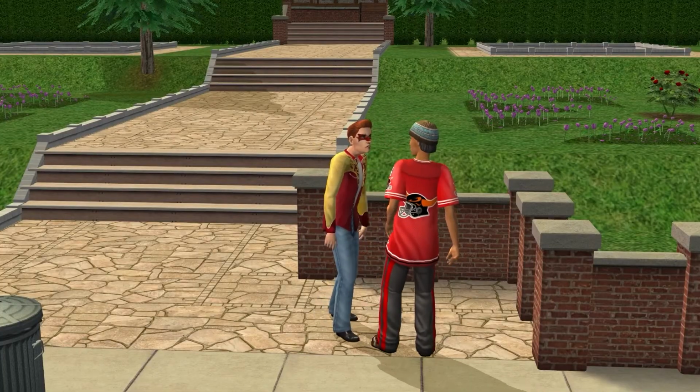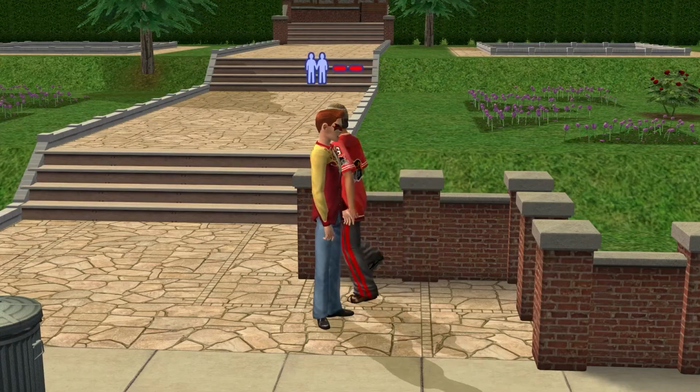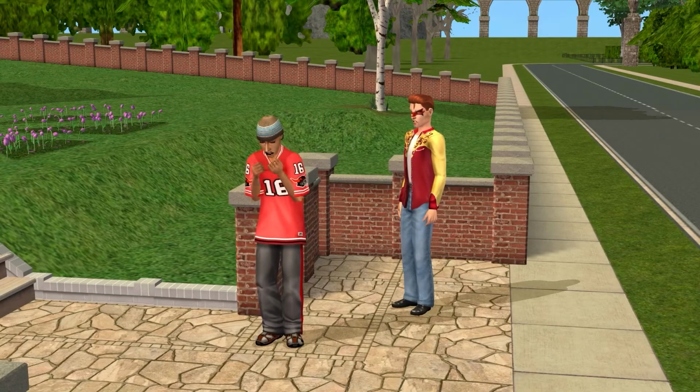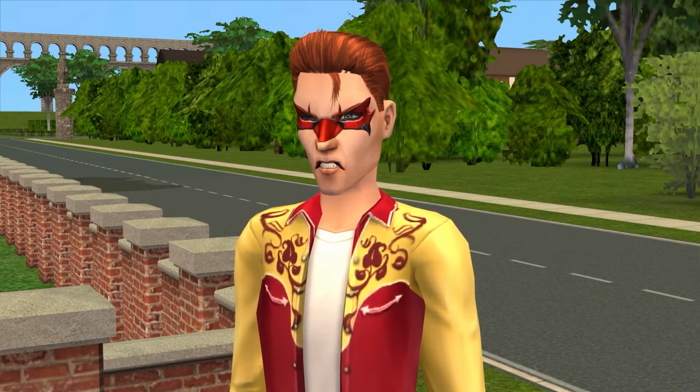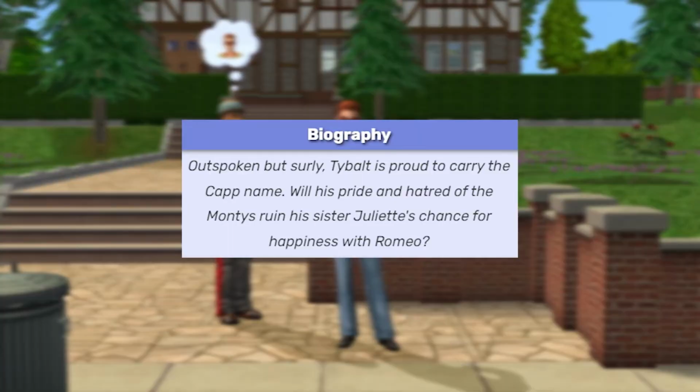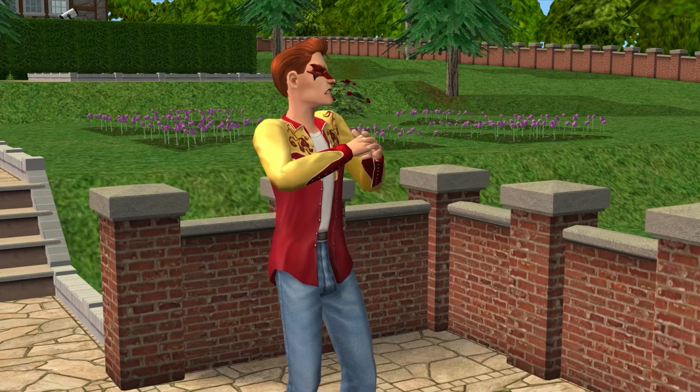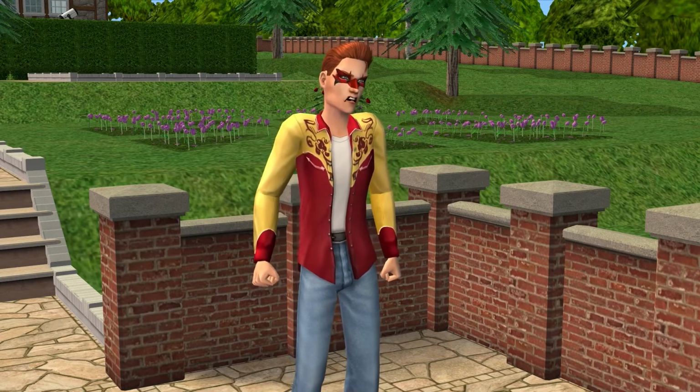In The Sims, Tybalt hates the Monties with a particular zeal. Just look at his face, this guy looks permanently angry, I love it. His bio says, "Outspoken but surly, Tybalt is proud to carry the Cap name, while his pride and hatred of the Monties ruin his sister Juliet's chance for happiness with Romeo." Pride and hatred, yep, fits him like a glove. The scripted events at the Caps and the Monties really drive that home as well.